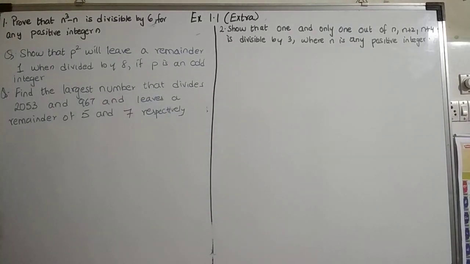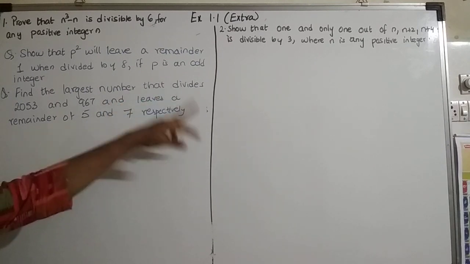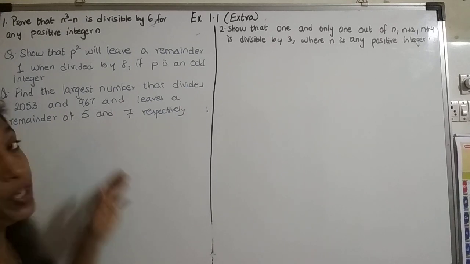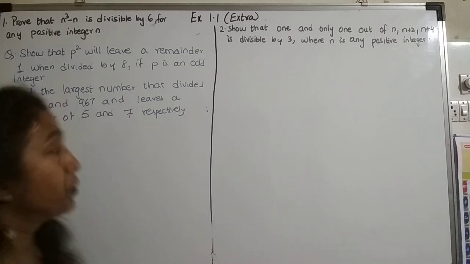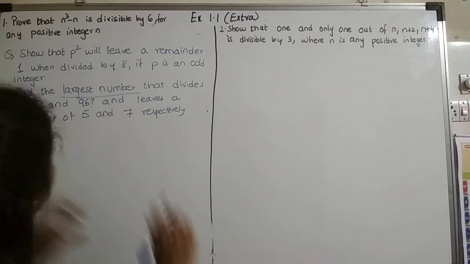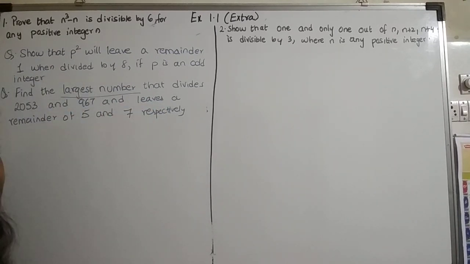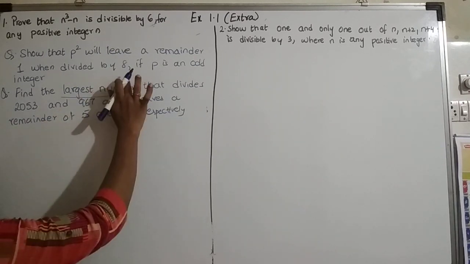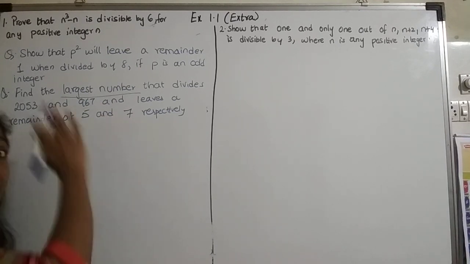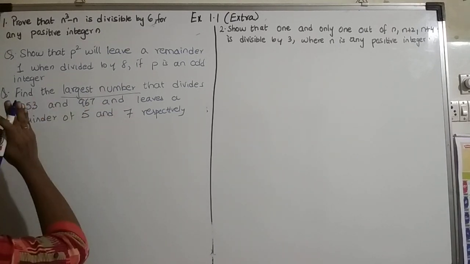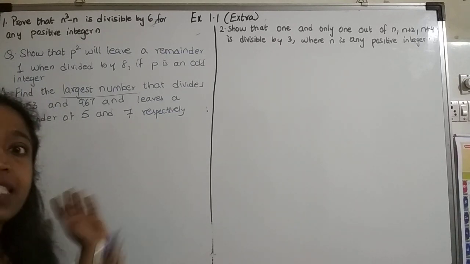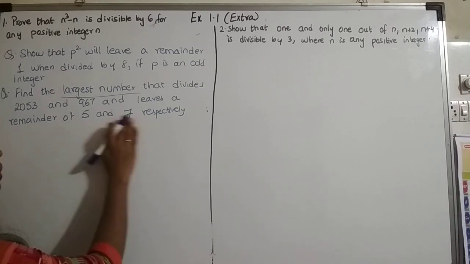Let's go to the first extra sum. Find the largest number that divides 2053 and 967 and leaves a remainder of 5 and 7 respectively. So you have to find the largest number that will divide both these numbers. These are the dividends, and this largest number is the same for both, right? So the divisor, that is b, is the same in both cases, and it leaves a remainder of 5 and 7.